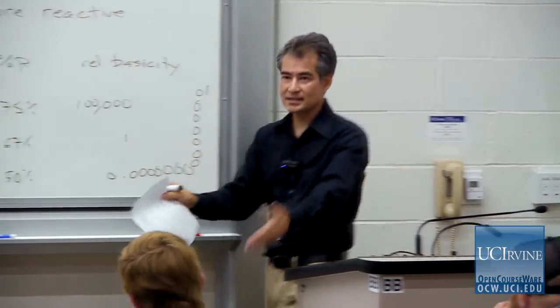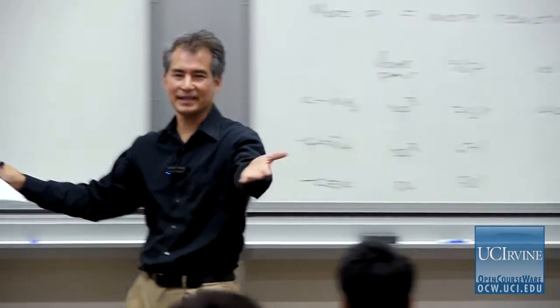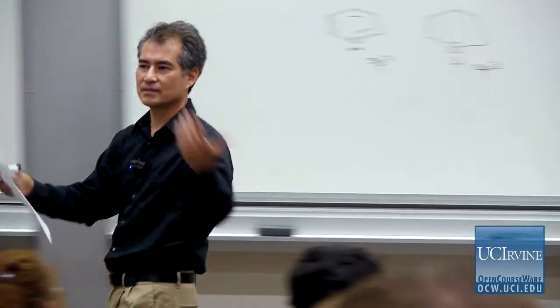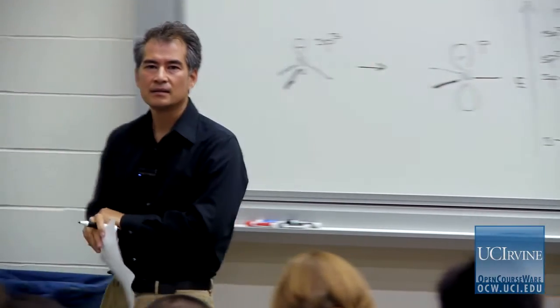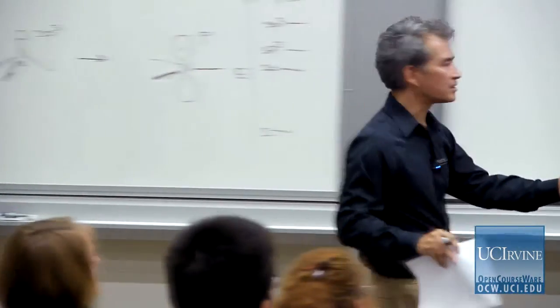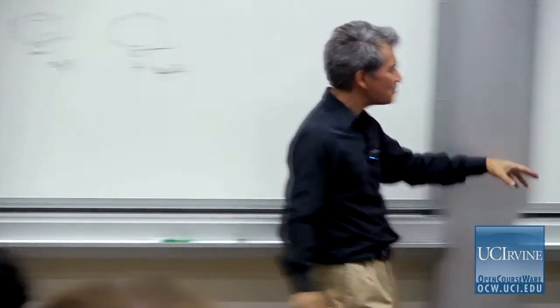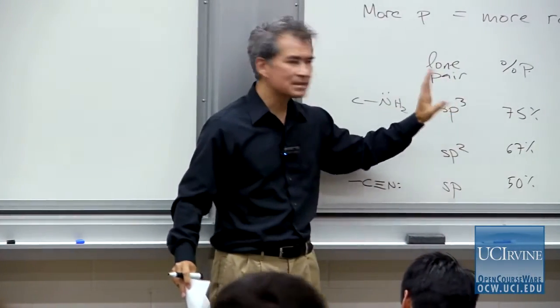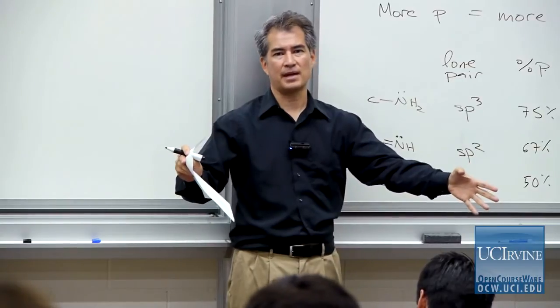How many zeros does it matter how many zeros I drew, really? It's 15 zeros, or 10 to the minus 15. There's a huge difference in reactivity. This is the effect of p character. What looks to you like small differences in p character translate into phenomenal differences in orbital energies.